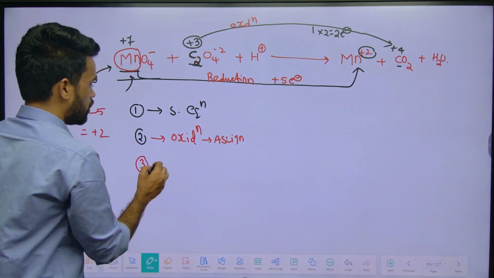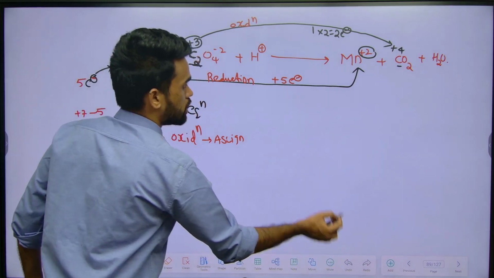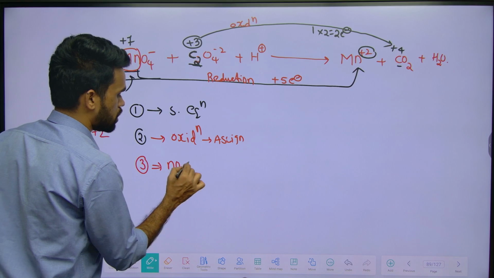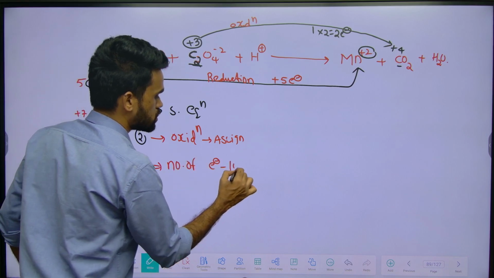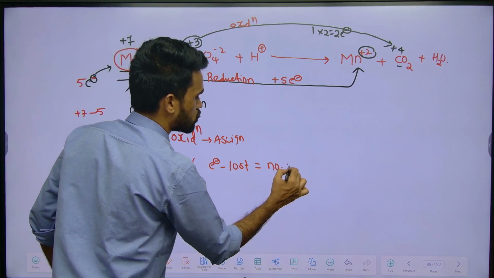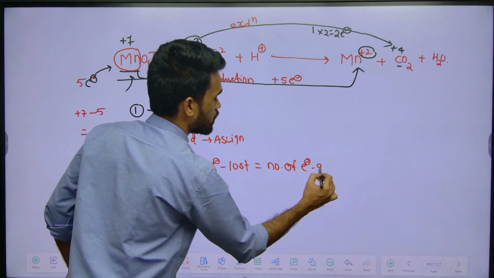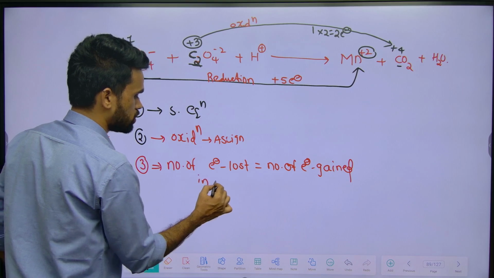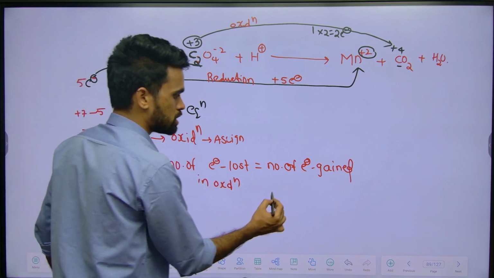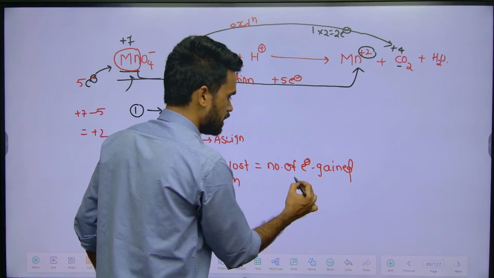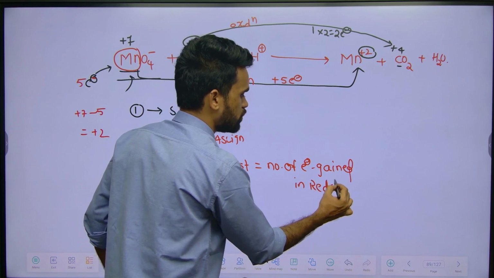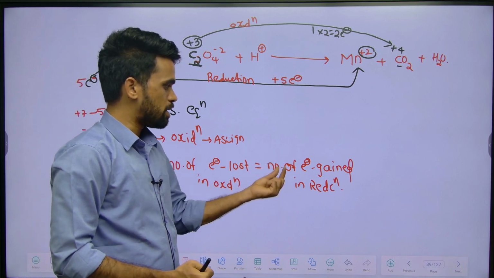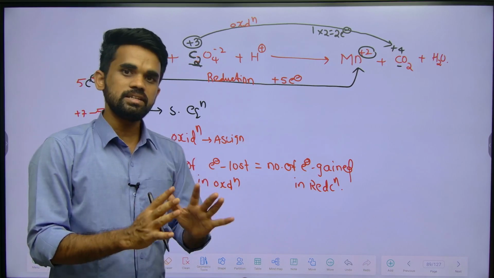Now remember, in any redox reaction, the number of electrons lost should be equal to the number of electrons gained. Where is it lost? In oxidation. The number of electrons lost in oxidation should be equal to the number of electrons gained in reduction. This is the thing we need to consider.